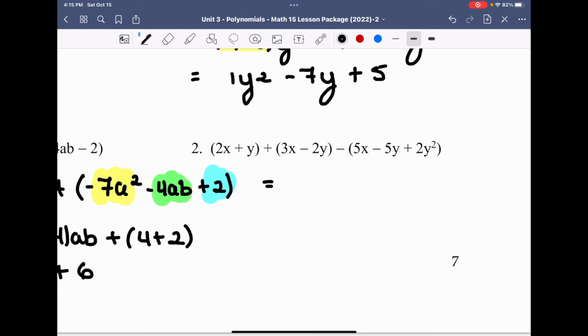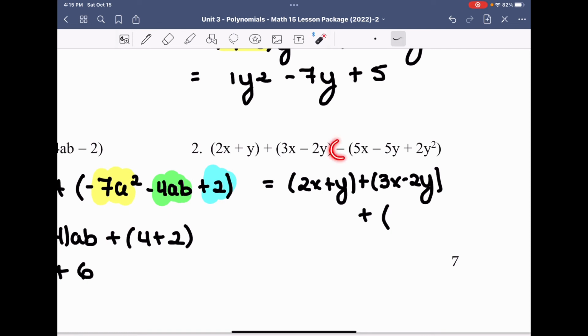This is equal to the 2xy will stay the same, plus the 3x minus 2y will stay the same. Now I need to do plus and change all the signs in this interior with the negative attached. This one becomes negative 5x. A negative times a negative is plus 5y, or the sign changes. And finally, a positive becomes a negative 2y squared, bracket.